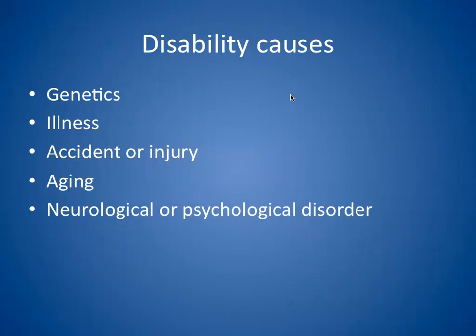And then there can also be different kinds of neurological or psychological disorders and mental illness that are going to link into some of these cognitive disabilities that affect the way people are able to perceive and interpret information.